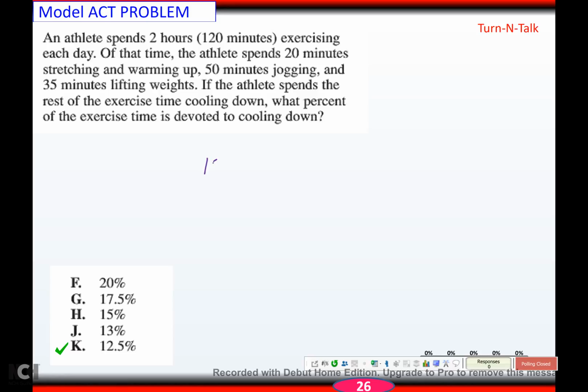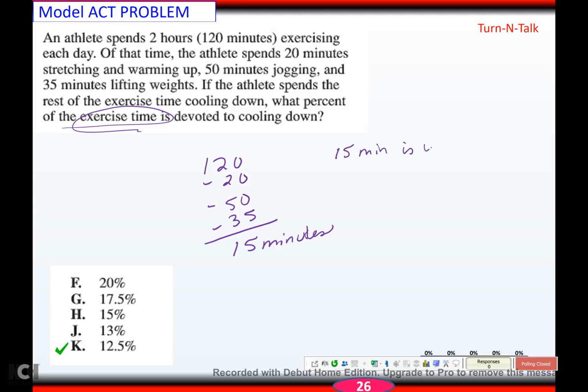So he spends a total of 120 minutes. Take away the 20 minutes for stretching and warming up. Take away the 50 minutes for jogging. Take away the 35 minutes for lifting weights, and that leaves 15 minutes. Well, the question is, what percent of the exercise time is devoted to cooling down? So I want to know 15 minutes is what percent of 120?